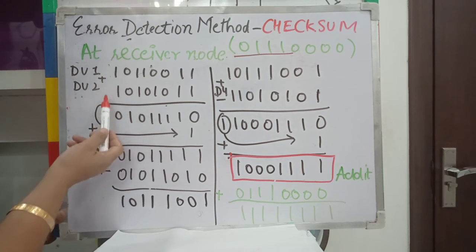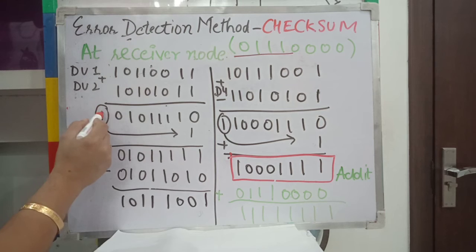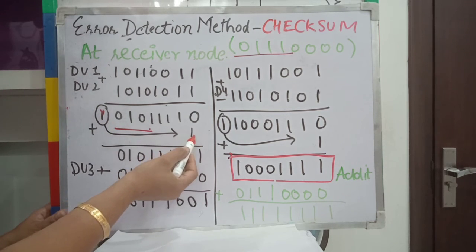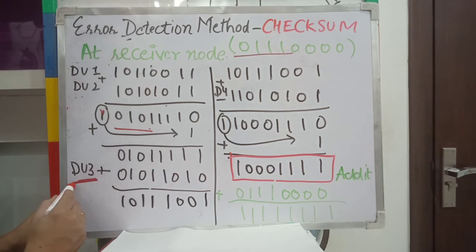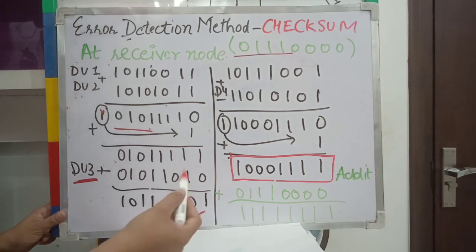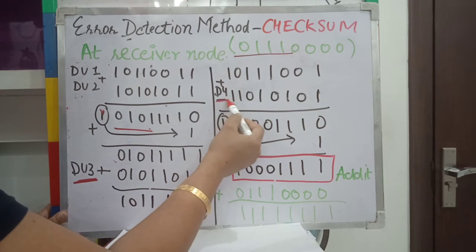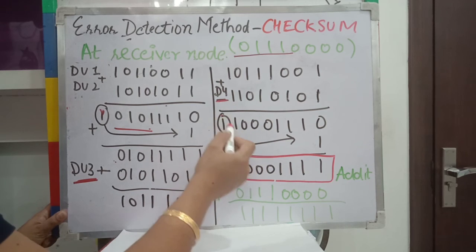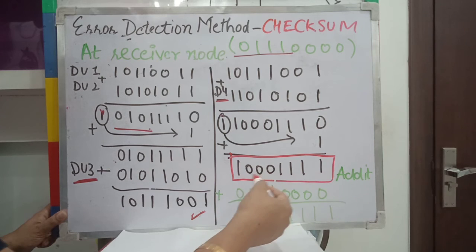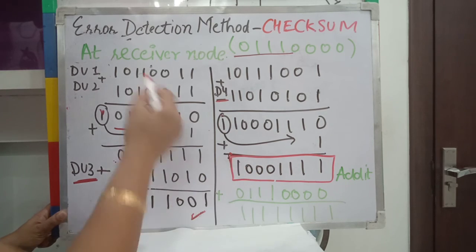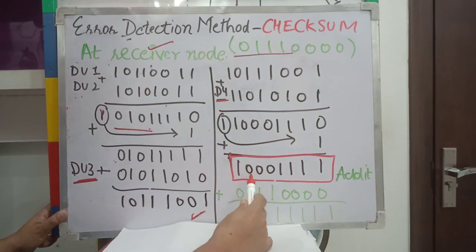Once we add data unit 1 and data unit 2, we have this sum. We have an extra 1, so we'll take that 1 here and again do the binary addition. Again we will add data unit 3 to the result. My resultant is this. Now that resultant is again added to data unit 4. Now again I have this term. Again the extra 1 is taken here, and the final sum at the receiver end becomes 1 0 0 0 1 1 1 1.